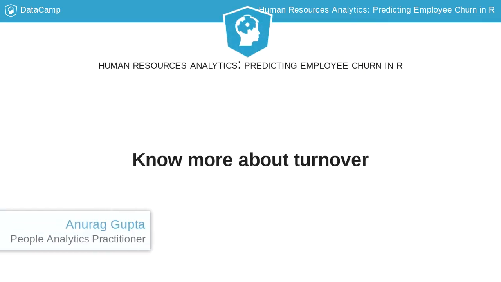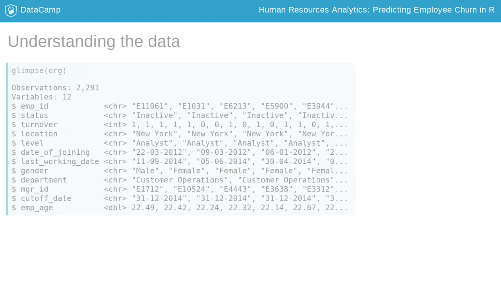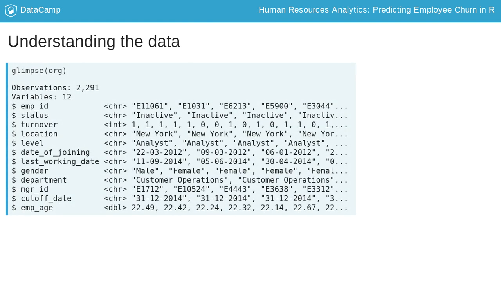Data exploration is the first step in understanding your data. Here is a quick view of the dataset you just imported. Employee ID is the unique identifier for each employee. Status shows employment status of an employee.